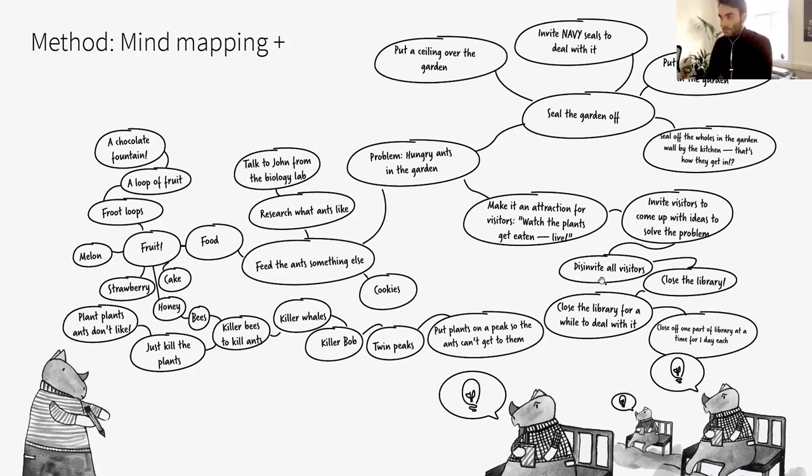And then someone else says, you know, just disinvite all the visitors. We won't have visitors anymore. And someone else says, close the library. And then we get to something more realistic, like maybe we could close the library off for a while to deal with it, or close off a part of the library at a time, et cetera, et cetera.